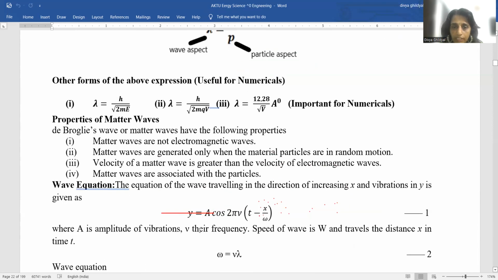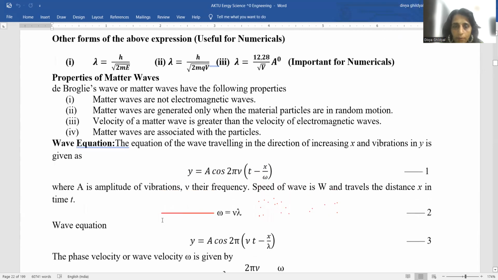What are the properties of matter waves? Matter waves are not electromagnetic waves. They are generated only when the material particles are in motion. The velocity of matter waves is greater than the velocity of electromagnetic waves, and matter waves are associated with particles.